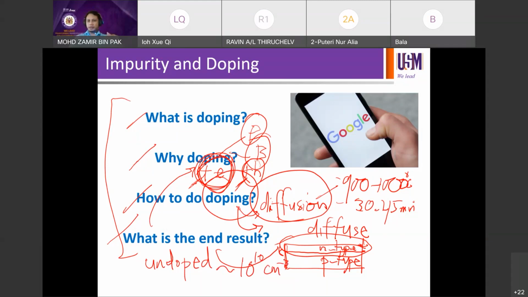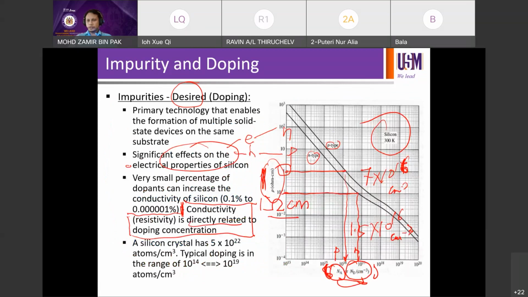If you dope, it can be lightly doped, like 10^14, 15, 16, 17, or 19, or it can be beyond that. But undoped is 10^10 for your reference. We're going to learn this a lot more in intrinsic versus extrinsic. Intrinsic means pure, doping level is 10^10. Extrinsic means doped at low level, moderate level, and high level.